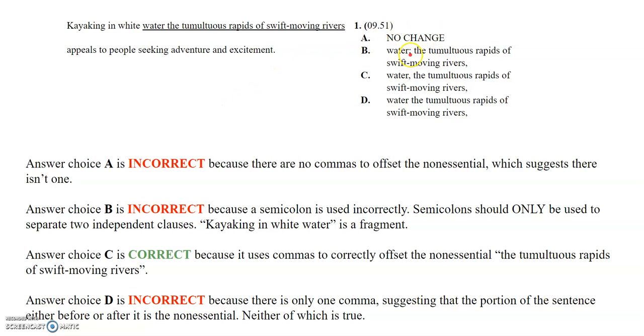Remember, we're never going to have a semicolon for answer choice B. Choice A doesn't have any punctuation. And choice D puts a comma after rivers, which is an unnecessary comma between our subject and our verb.